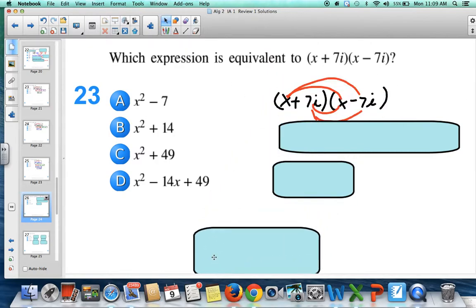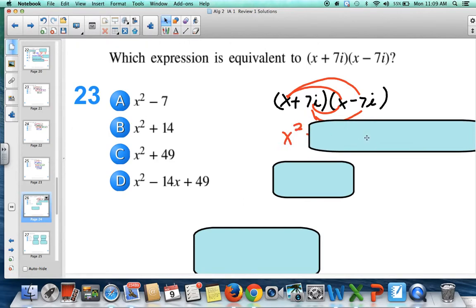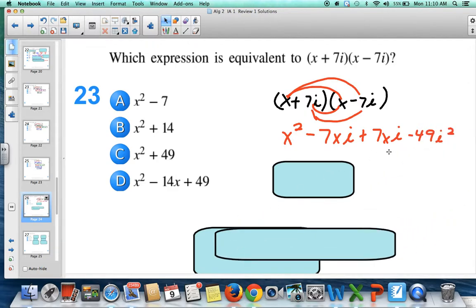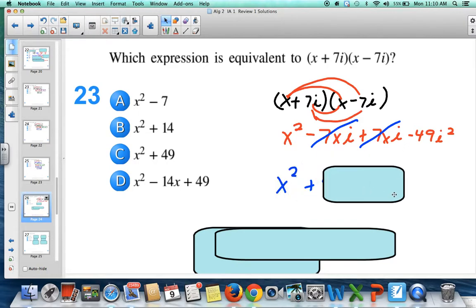So now what we have is x times x is x squared. x times negative 7i is minus 7xi. And then 7i times x is plus 7xi. And then 7i times 7i is 49i squared. So we have that, and now these guys in the middle will cancel. 7xi minus 7xi cancel, so x squared minus 49i squared. But i squared is negative 1, so it's plus 49, and that's what we get for that one.